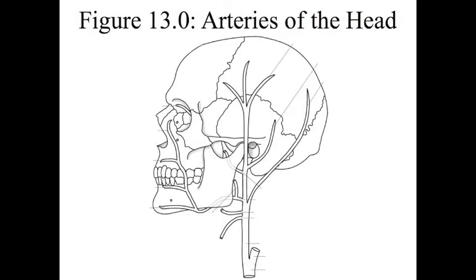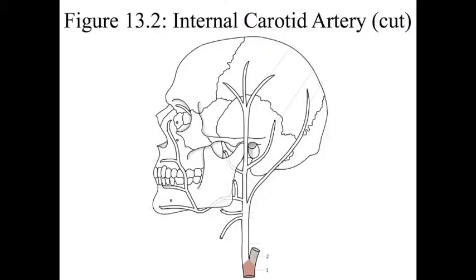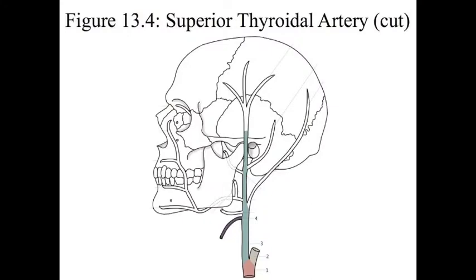Figure 13 is arteries of the head. Number 1 is the common carotid artery. It's common because it's about to split into two separate parts. From the common carotid artery, the first split is the internal carotid artery. This one is cut on our image because it's going to go directly through the carotid canal and enter the skull. Number 3 is the external carotid artery. This is the artery we are going to follow in this figure.